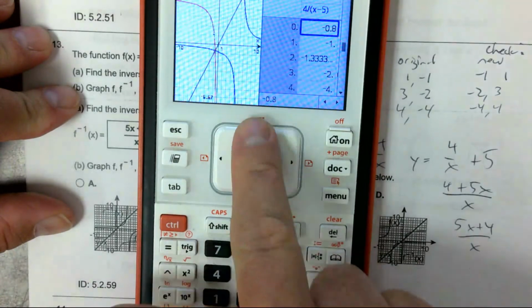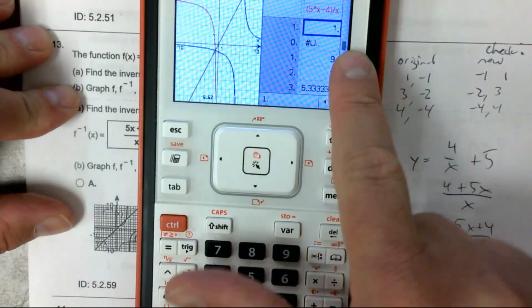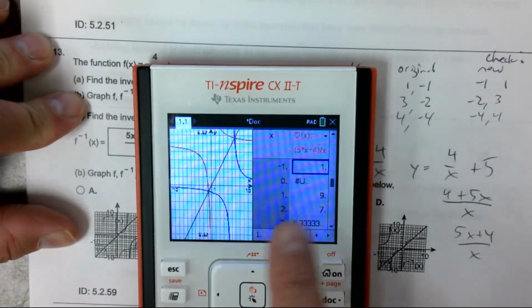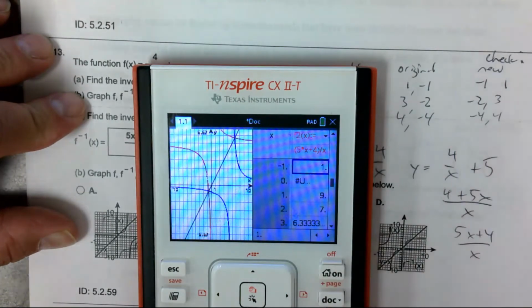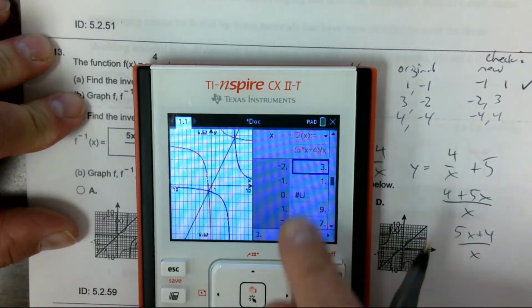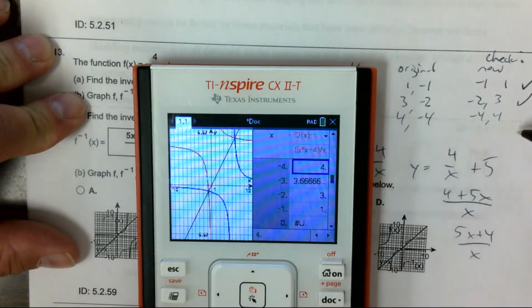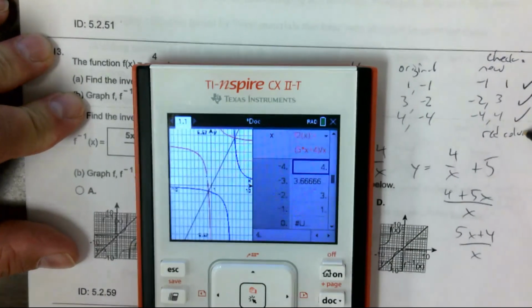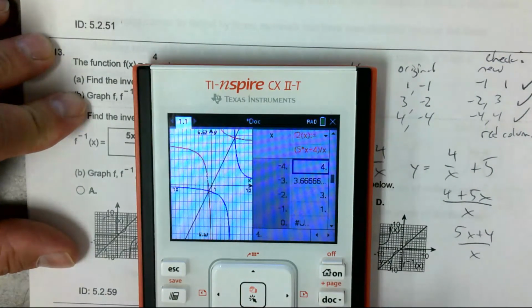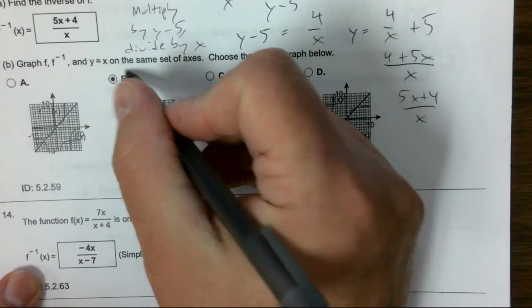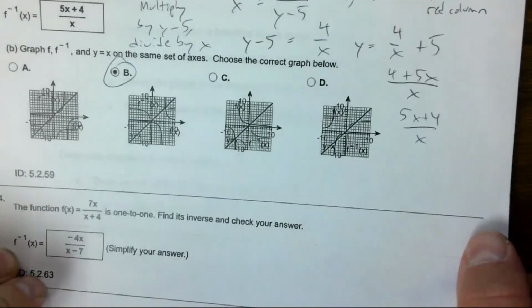So if we go to -1 and go to this one, to the red column, notice I'm in the red column, then it worked. Go to -2 and it's 3. Go to -4 and it's 4. So that's the red column. Okay, so that does match. And then the graph was the B graph in my case. And then looks like we have a couple more.